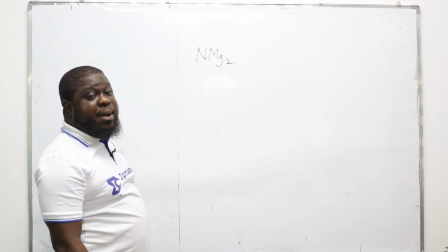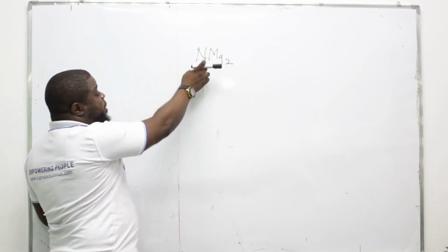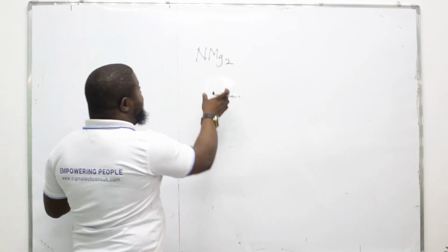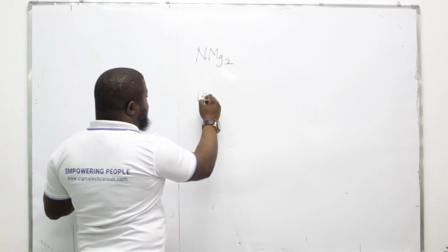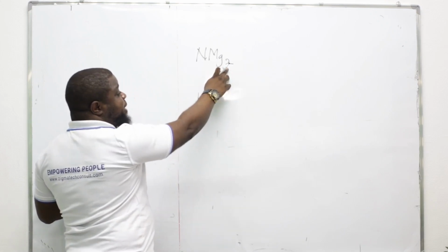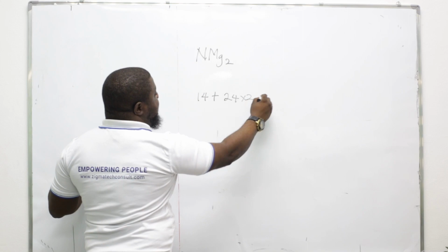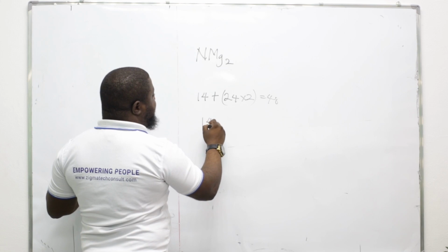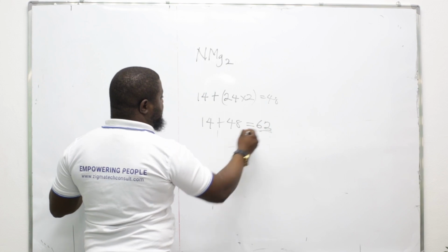Okay? Now, they say the formula mass of the substance is the sum of the atomic mass. Remember, I said nitrogen is 14 and magnesium is 24. Now, the formula mass will be the mass of nitrogen, which is 14, plus the mass of magnesium, which is 24. Remember, magnesium has 2 atoms, so it will be 24 times 2, which is 48. So the formula mass will be 14 plus 48, which will give us 62.